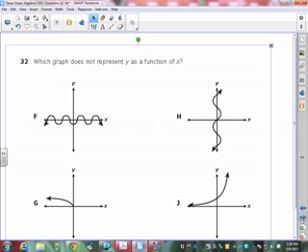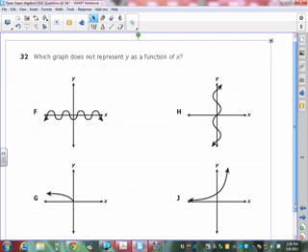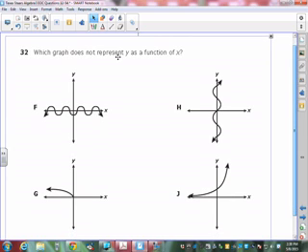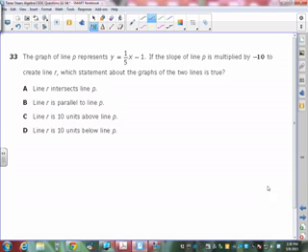Okay, let's start with number 32. They want to know which of these is not a function. Okay, first of all, we know on this one, it's failing the vertical line test. Each member of the domain is being used more than once, so that is not a function.